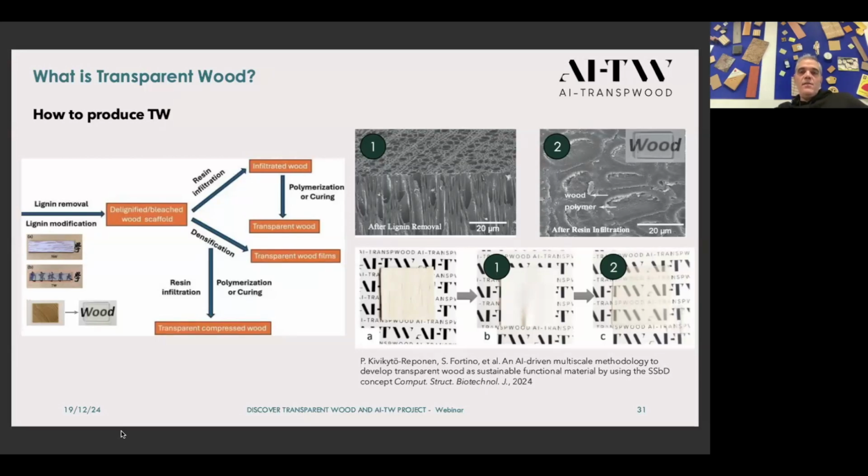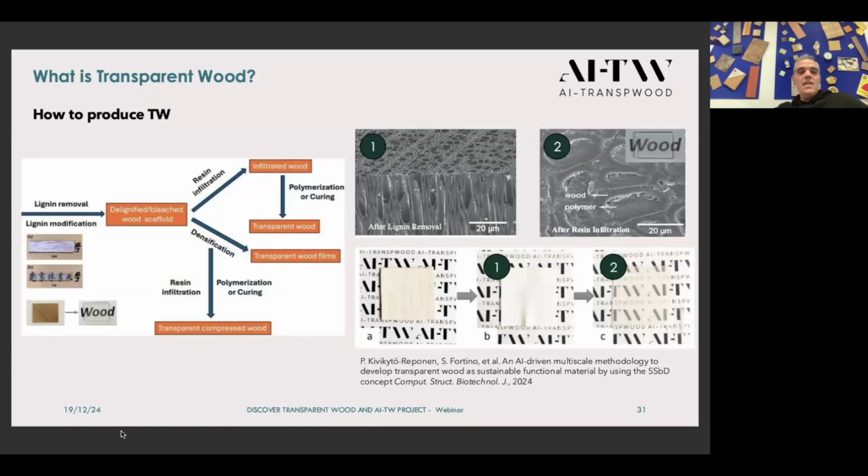As an example, you see the SEM, scanning electron microscopy micrographs. The first one, number one, refers to the delignified wood. You see the wood channel completely empty. And the second one is after the resin infiltration. So the polymer infiltrates the channel and fills all the channels. If the refractive index of the polymer is very similar to that of the delignified wood, you have, as a result, a transparent material.